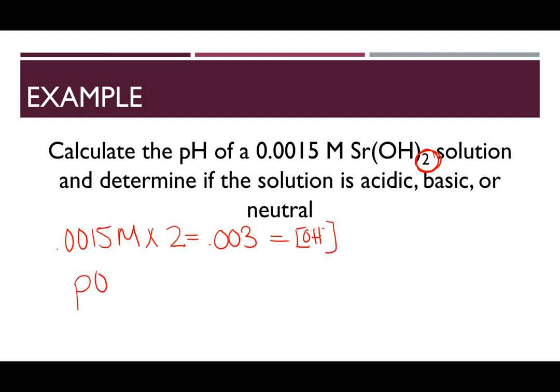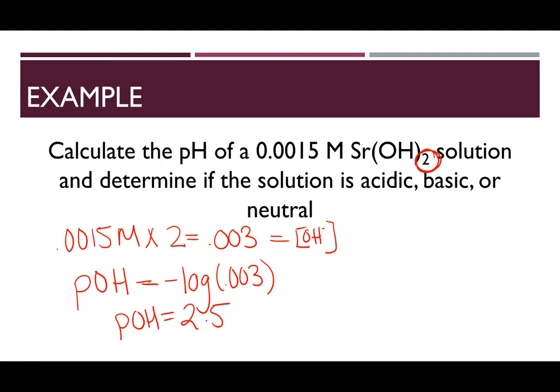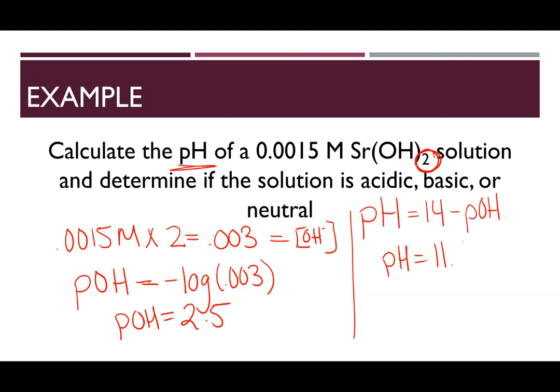So first, I'm going to go to pOH, the negative log of the hydroxide. So pOH equals negative log 0.003, which is 2.5. And then ultimately we want to know the pH because that's what it's asking for. So pH is just 14 minus pOH. So pH equals 11.5.